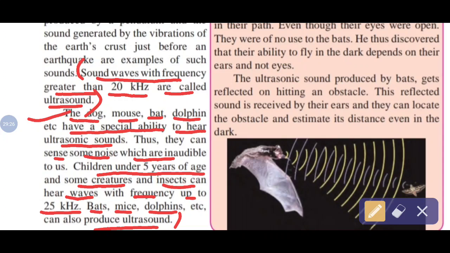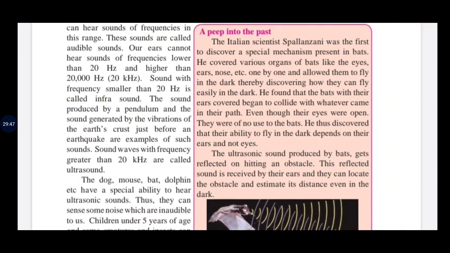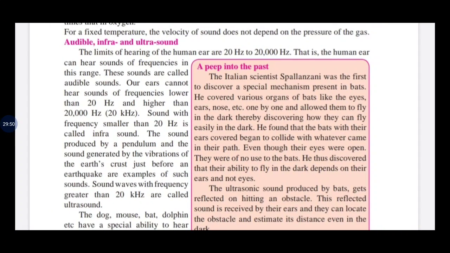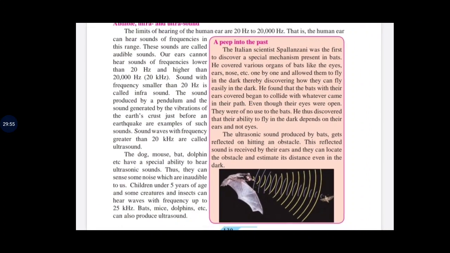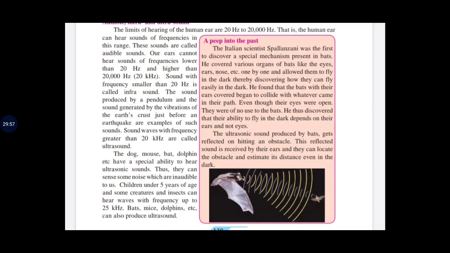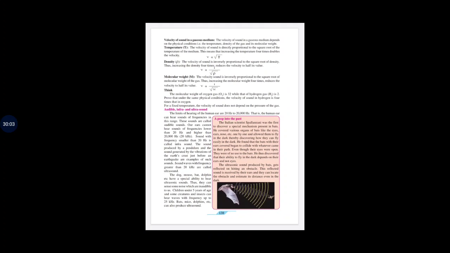These animals have the special ability to hear ultrasonic sound, or simply called ultrasound. Clear? And in the second last line, bat, mice, dolphin produce ultrasound. So this is a 3-mark question asked in the exam: what is audible sound, infrasound and ultrasound? Clear? In this orange color box, if you are interested, see what little information is given. So this is our today's topic.